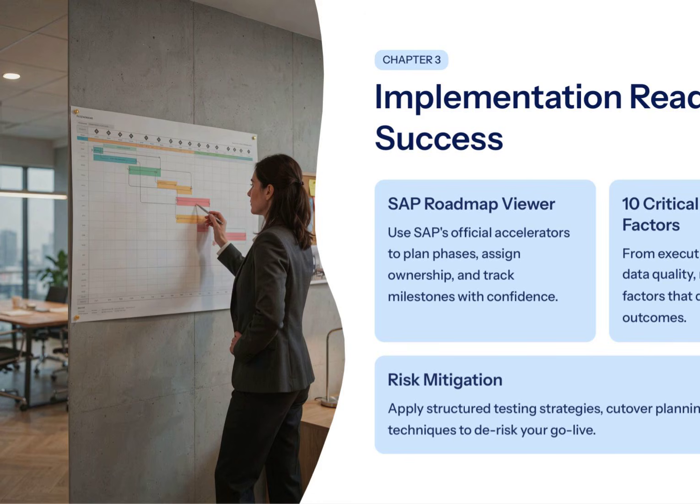One key aspect of the implementation process is the use of structured testing strategies to identify potential issues early on. Cutover planning and parallel run techniques are also essential for ensuring a smooth transition during the go-live phase. By applying these strategies, organizations can minimize risks and ensure a successful implementation.